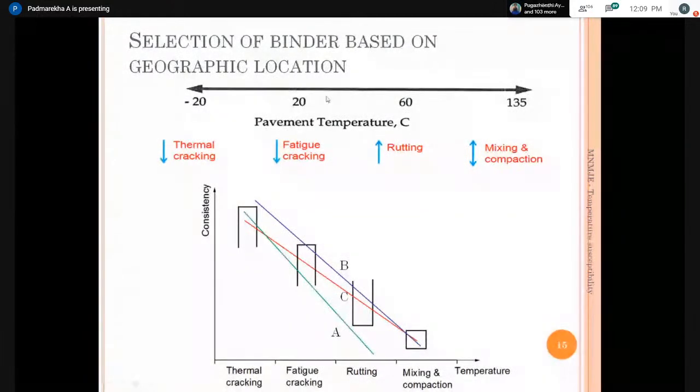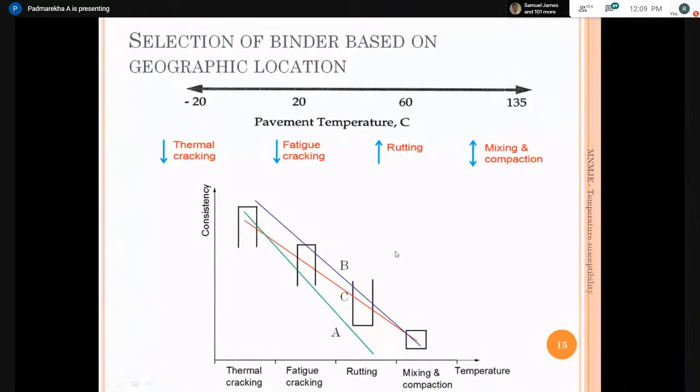As mentioned before, you have four different requirements. One is mixing and compaction, another is rutting resistance, another is intermediate crack resistance, and the other is low temperature cracking resistance. We need to satisfy a bitumen so that these four properties are met. So now during mixing and compaction temperature, what should be the viscosity of a binder? What we generally do is specify the range of viscosity so that the binder will meet the specific range of viscosity in the mixing and compaction temperature region.